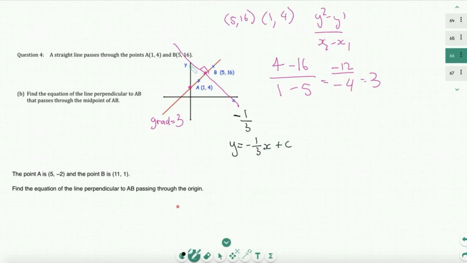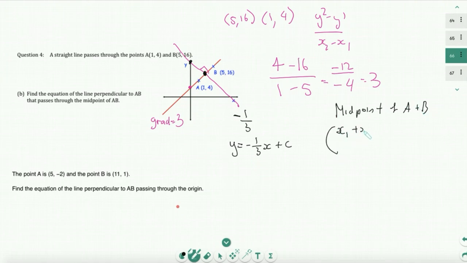So now we have to find the y-intercept, where it crosses the y-axis. Well, we know this pink line crosses the red line at the midpoint of A and B. So if you think back to the previous sections, we have to find the midpoint of A and B, because once we find it, we can plug the x-coordinate and y-coordinate of the midpoint into our new equation. So to find the midpoint of A and B, we use that formula.